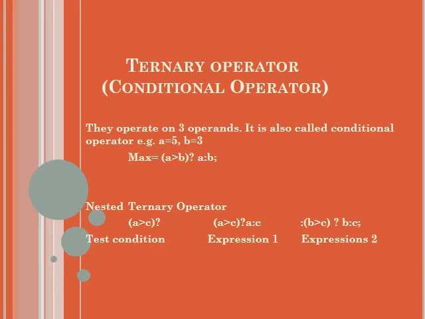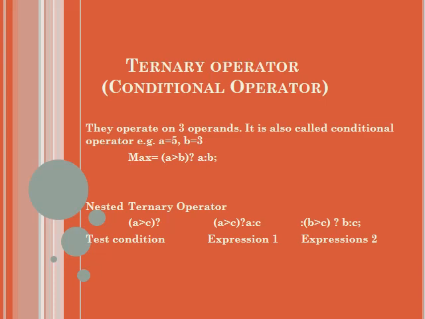That means when we check the first expression a greater than b, if the value of a is greater than b, the value of a is given to max. If this expression is wrong, then the value of b will be given to max. Here it is 5 and 3. 5 is greater than 3. So the value of a is given to the variable max.